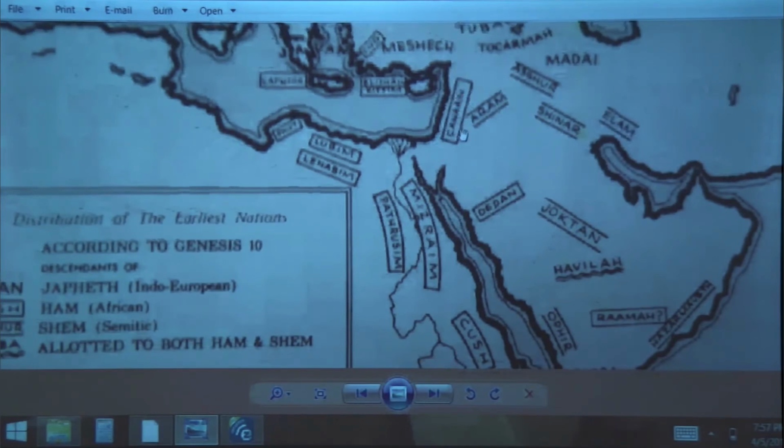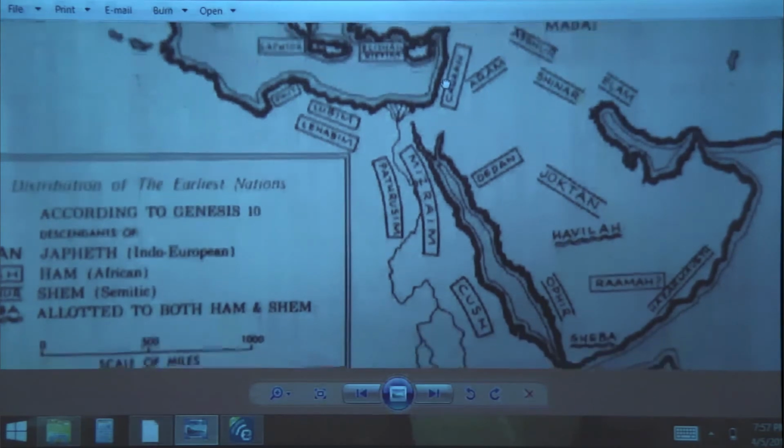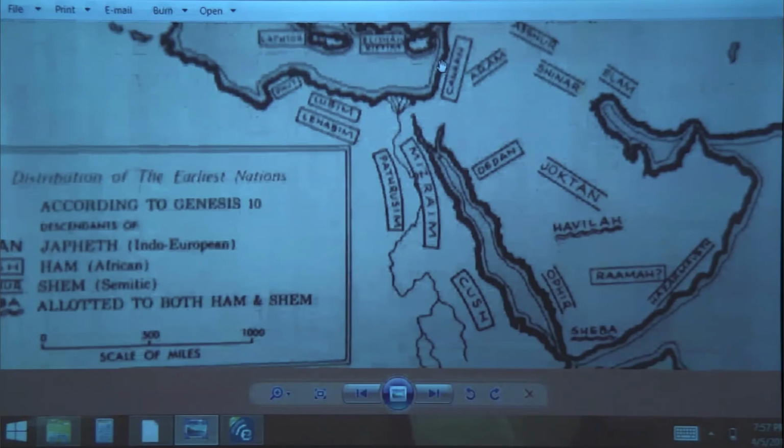And see where he is right here? This is what's modern-day Israel. This would be on the west side of the Jordan River, between the Sea of Galilee and the Dead Sea, where these descendants of Canaan ended up. And that was all the ites.